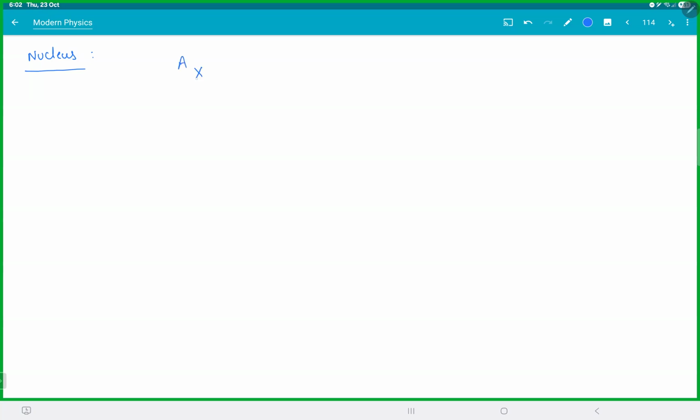So A X Z, this thing I already used before. This is the representation of an element. A is your atomic mass, which is also the number of neutrons plus protons. Z is your atomic number, which is the number of protons.